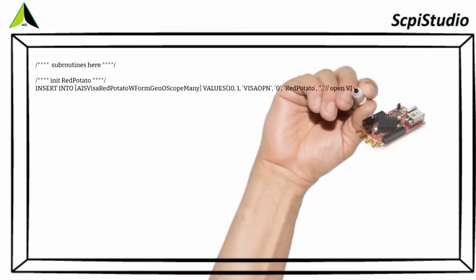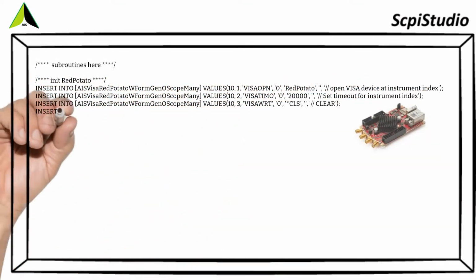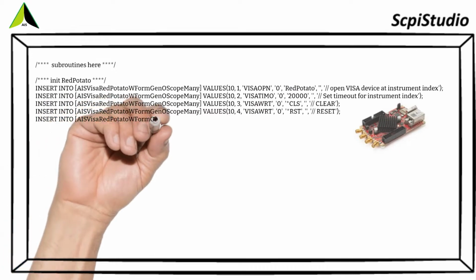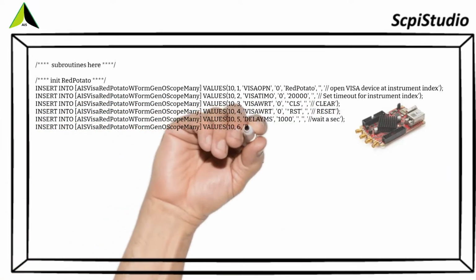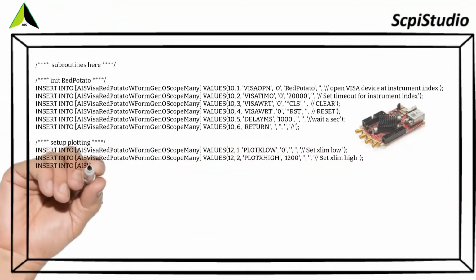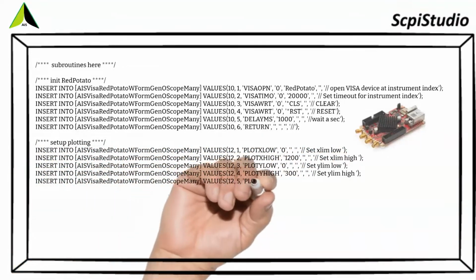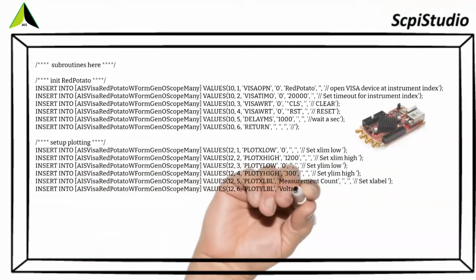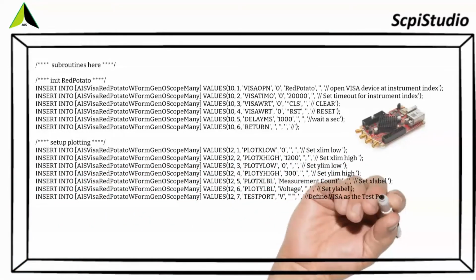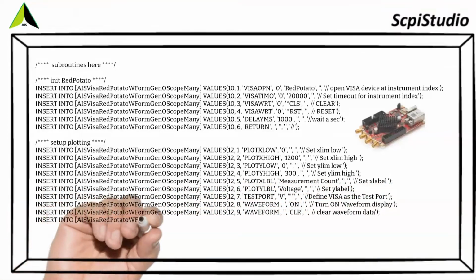And now we begin to discuss the subroutines. The first subroutine initializes the Red Pitaya. It opens up the port, it sets a timeout, it sends a clear and a reset, it waits 1 second and returns. The next subroutine sets up the plotting for the graphical display on the lower left front panel location of ScpiStudio.